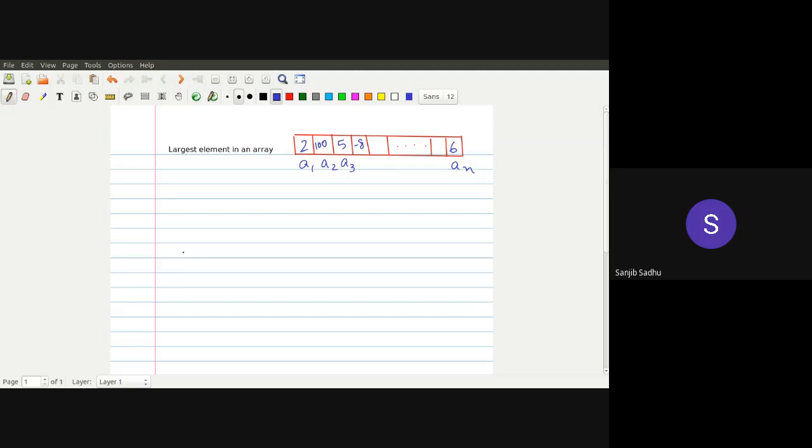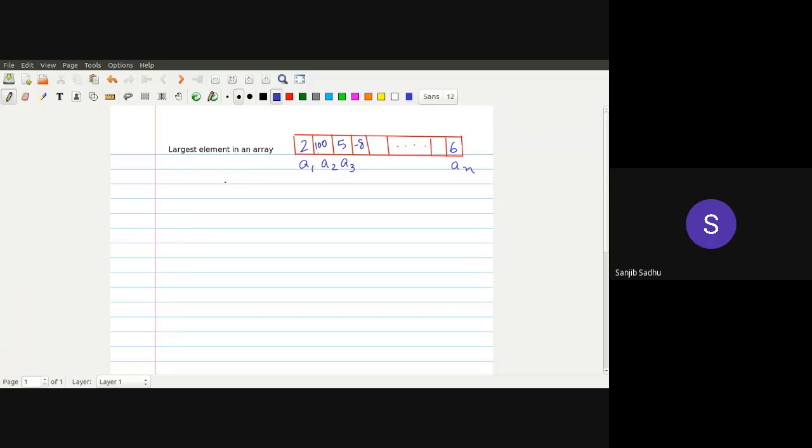Similarly, the smallest element also can be found out. How? The logic you know already: I will take the first element a1 as the largest element, then I will compare the second element with the largest. If the second element is larger than the largest element that I have assumed, then I will swap. You know all this.